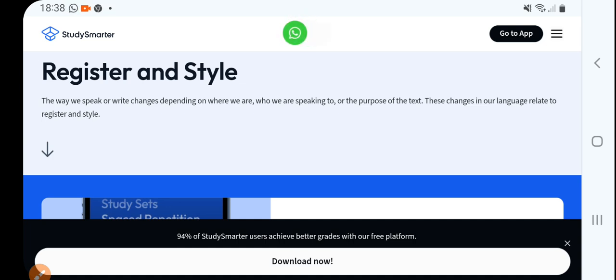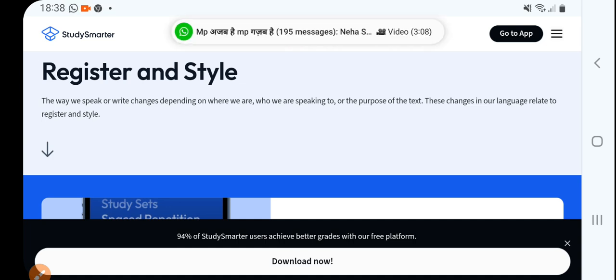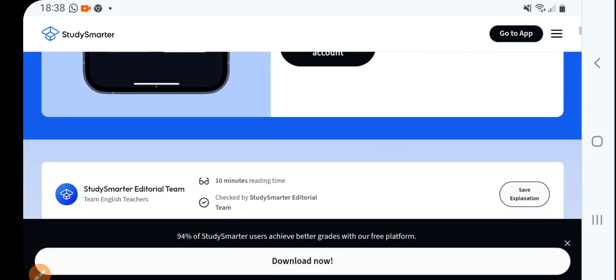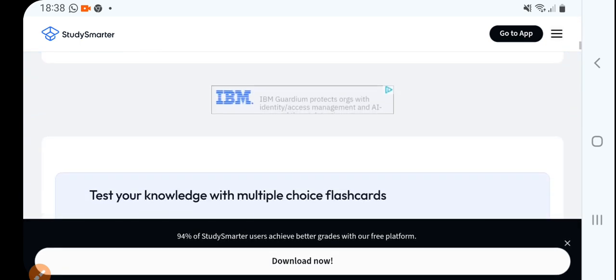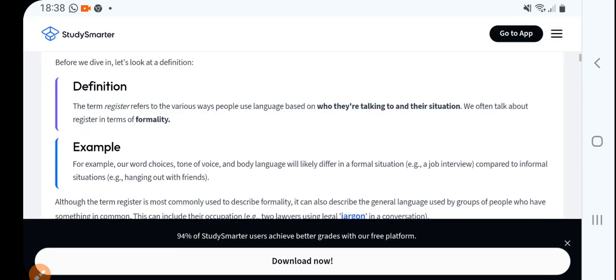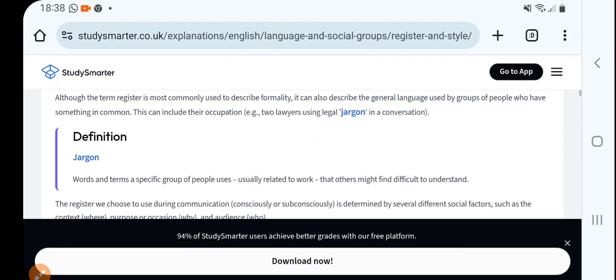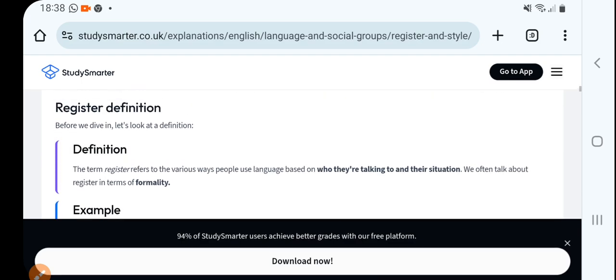Today's topic is register and style. So, what is register and style? Let us see. Definition of register.